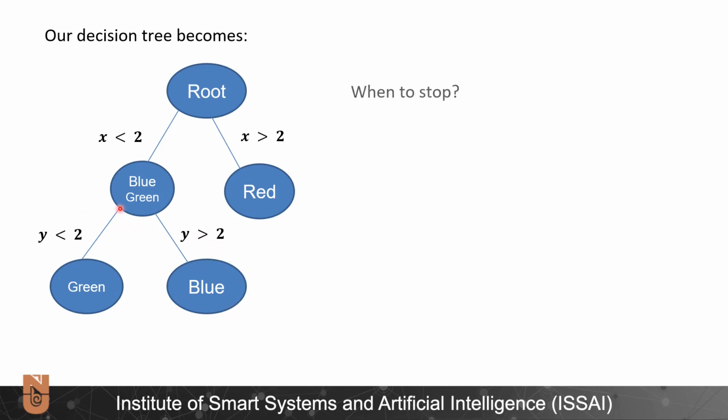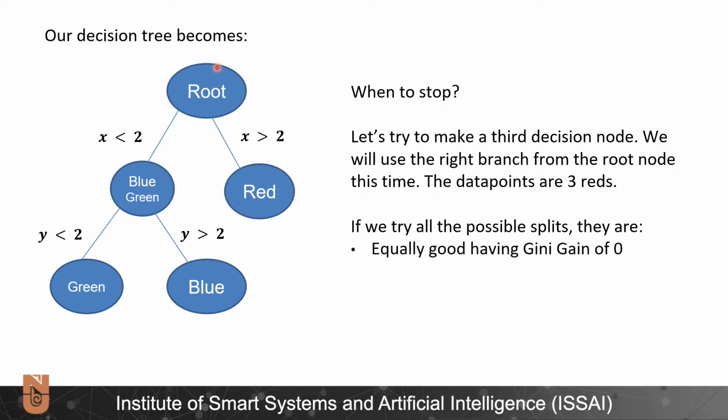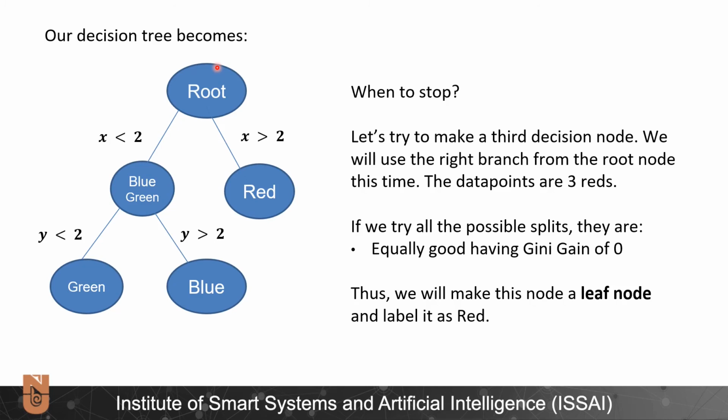But when do we stop? Let's try to make a third decision node. This time we will use the right branch, and on the right branch we have 3 reds. If we try all the possible splits, they will be equally good, having a Gini gain of 0. Thus, we will make it a leaf node and label it as red. So, if we are splitting and have a Gini gain of 0, we can stop.